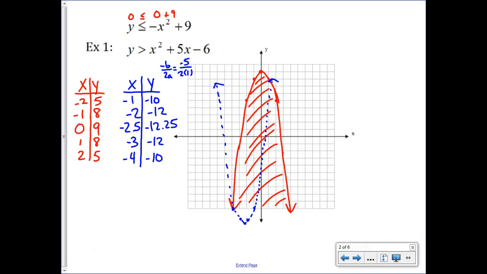So I'm going to plug in the point 0, 0 and see what I get here. So is 0 greater than 0 squared, which is 0, plus 5 times 0, which is 0, minus 6? Is 0 greater than negative 6? Yeah, it is. So my point 0, 0 is on the inside. So that means I'm going to shade the whole inside of this.